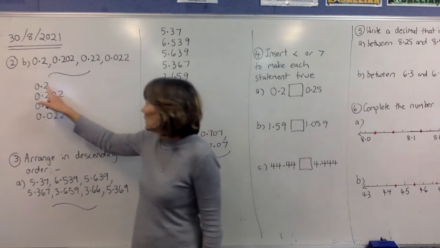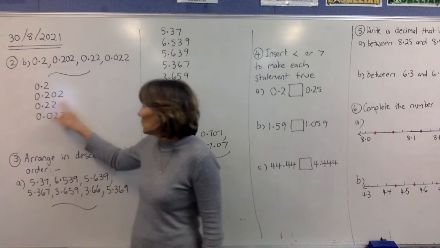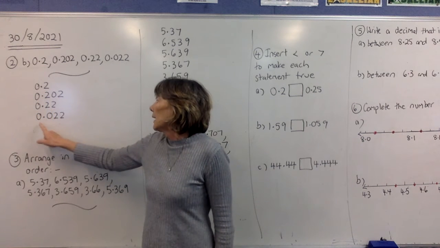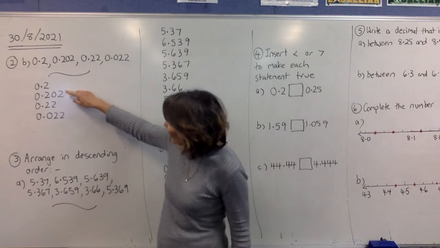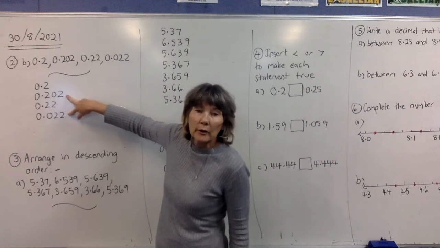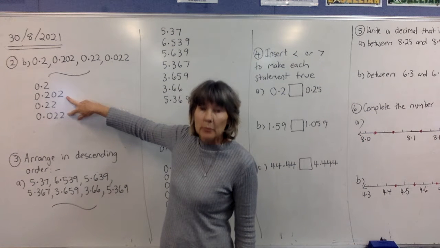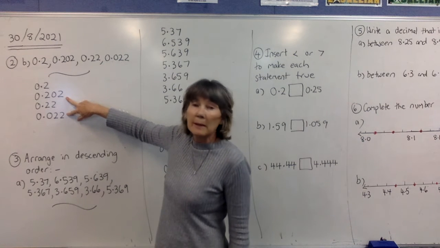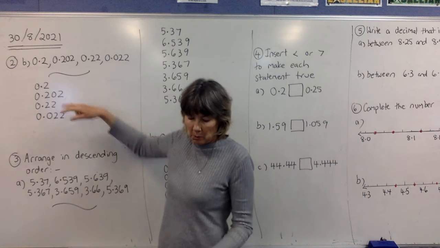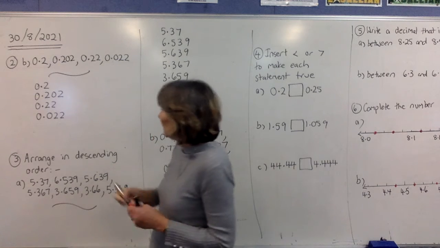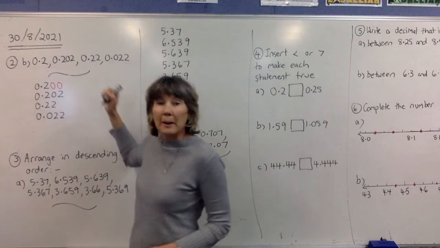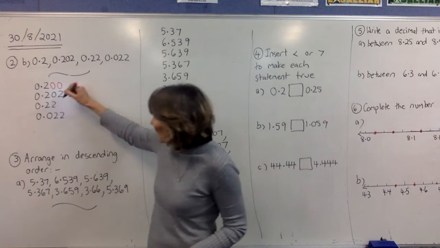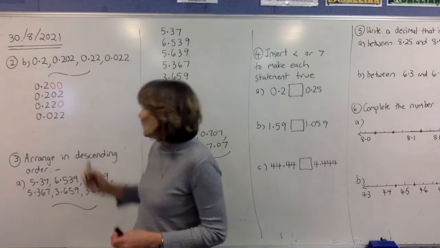All right, so we've got 0.2, 0.202, 0.22, and 0.022. Remember, once we've lined them up, we have a look at the ones that have the most number of decimal places, which is 3, and we make sure all the others have 3 decimal places. So get your red pen. Up here with this first one, we need to put 2 more zeros on to make 3 decimal places. And down here, we need to add another 0.